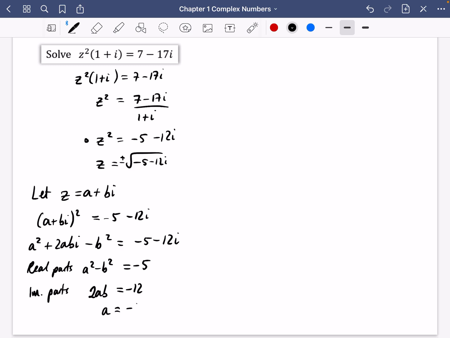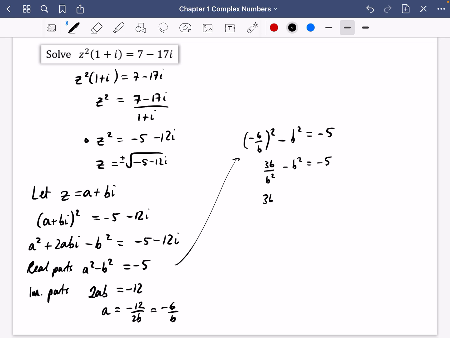Okay, let's figure out then what a is equal to. So a is going to be equal to minus 12 over 2b, which is minus 6 over b. And I'm going to sub it in to this equation. So that's minus 6 over b squared minus b squared equals minus 5. 36 over b squared minus b squared equals minus 5. And so you then get 36, multiply everything by b squared. And so you get b to the power of 4 minus 5b squared minus 36.